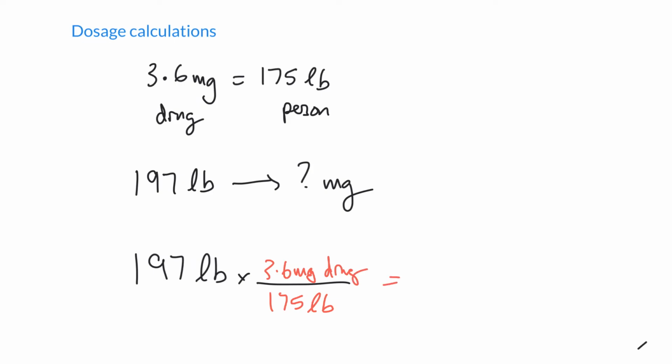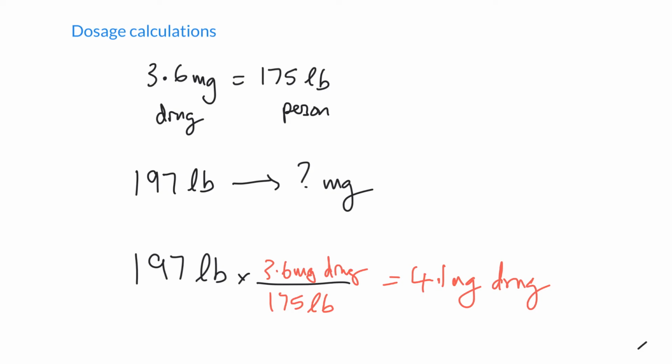And I can go ahead and run that through my calculator. I just made those numbers up, actually, so I don't have it pre-calculated. So 197 times 3.6 divided by 175 is 4.05, and so on. So to 2 significant figures, that would be 4.1 milligrams of the drug. So I can do a dosage calculation this way. I just want to show you one more little trick, actually.